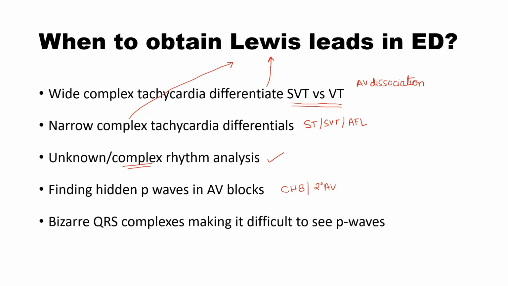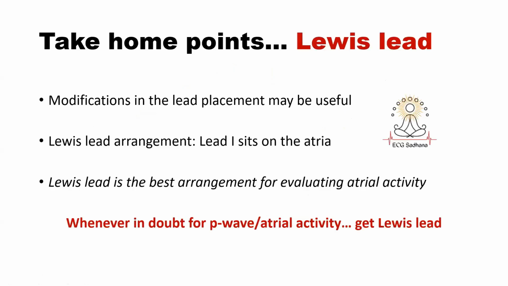Similarly, sometimes what may happen is that QRS complexes can be really bizarre, tall and wide, and this makes the calculation of various intervals quite tricky, and you'll not be able to see the P waves clearly. Again, obtain the Lewis lead arrangement.